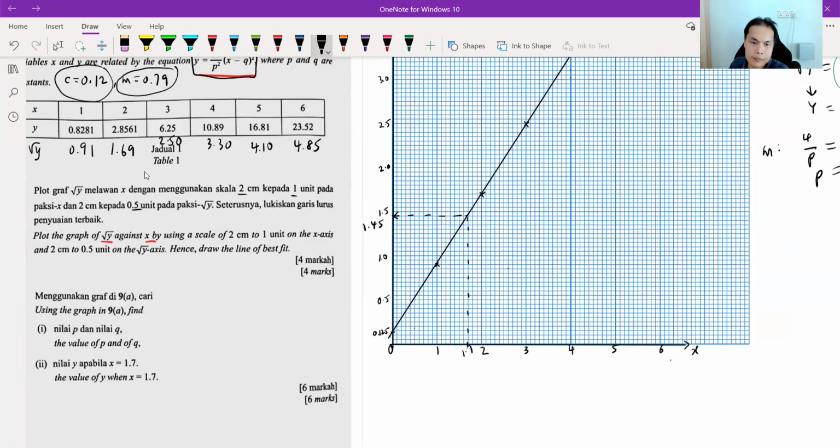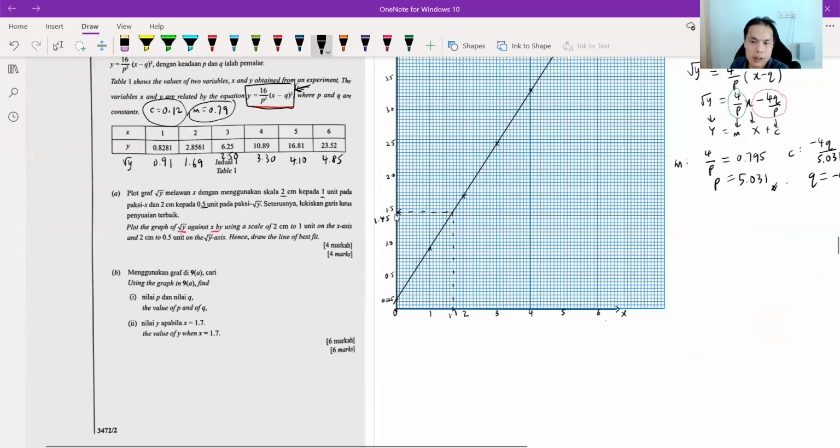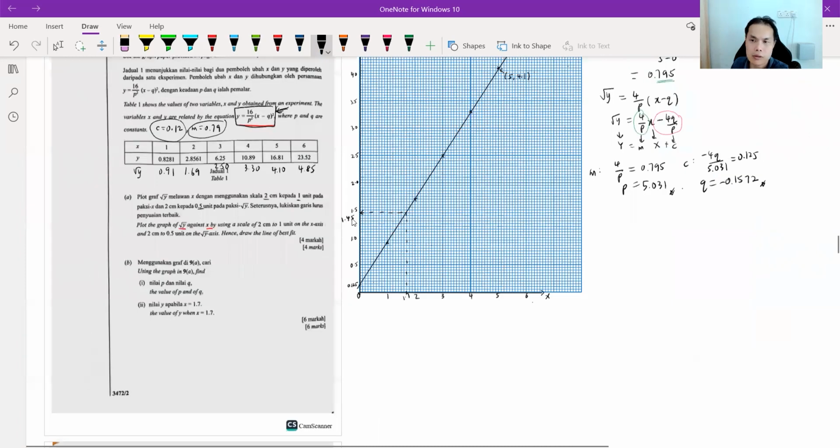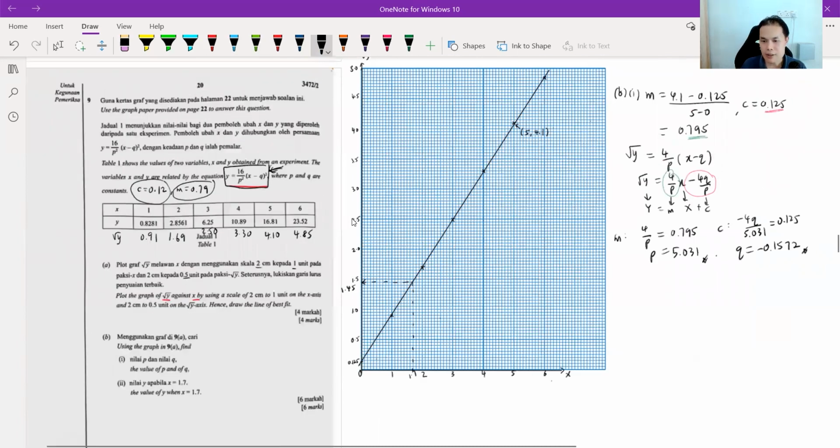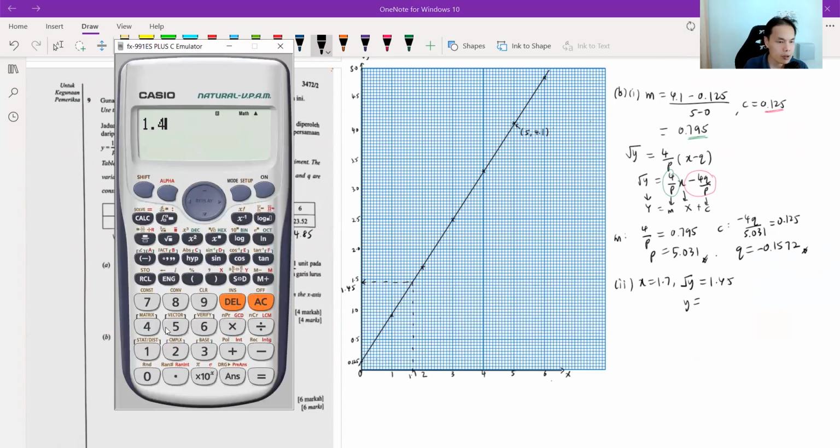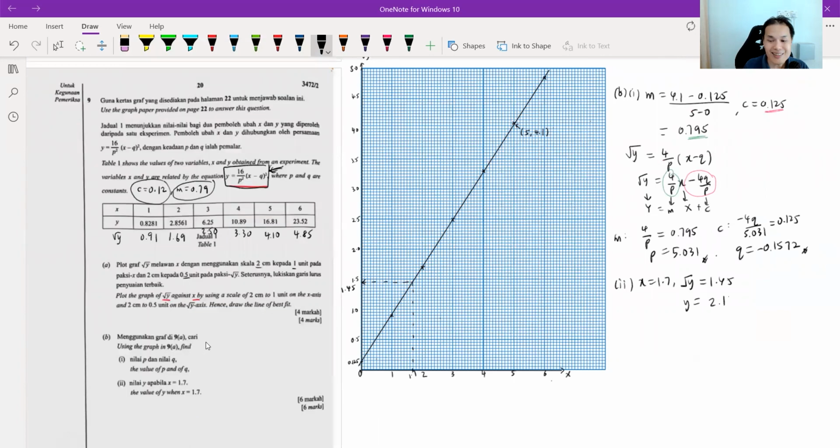Okay, so, okay, from here, from the graph, this is Roman 2. From the graph, when X is 1.7, your square root Y is 1.45. Use your calculator, 1.45, you square it, I got 2.103, sorry, 2.103. Might get a slightly different answer, but that's right, okay? All right.